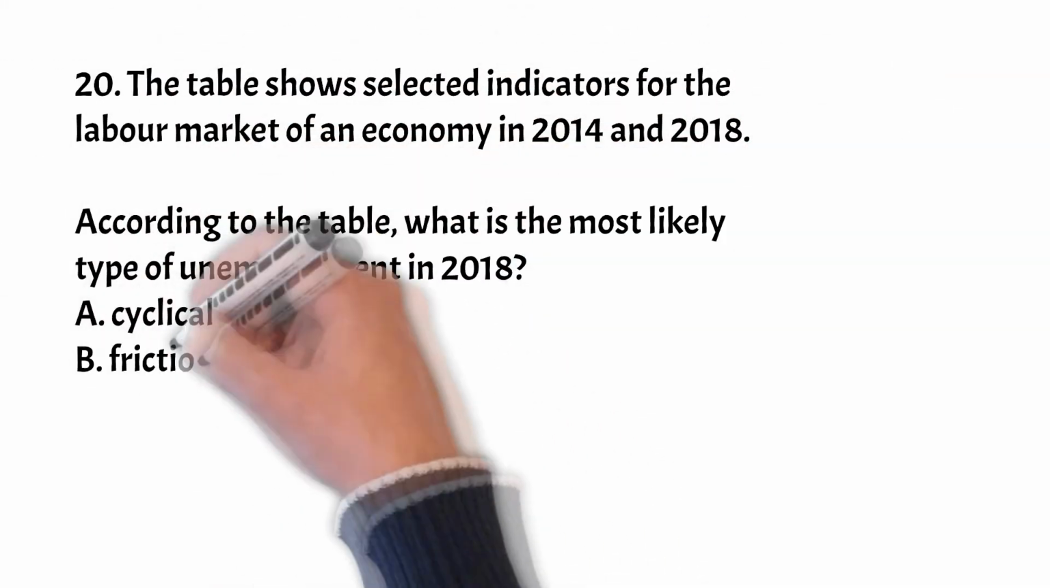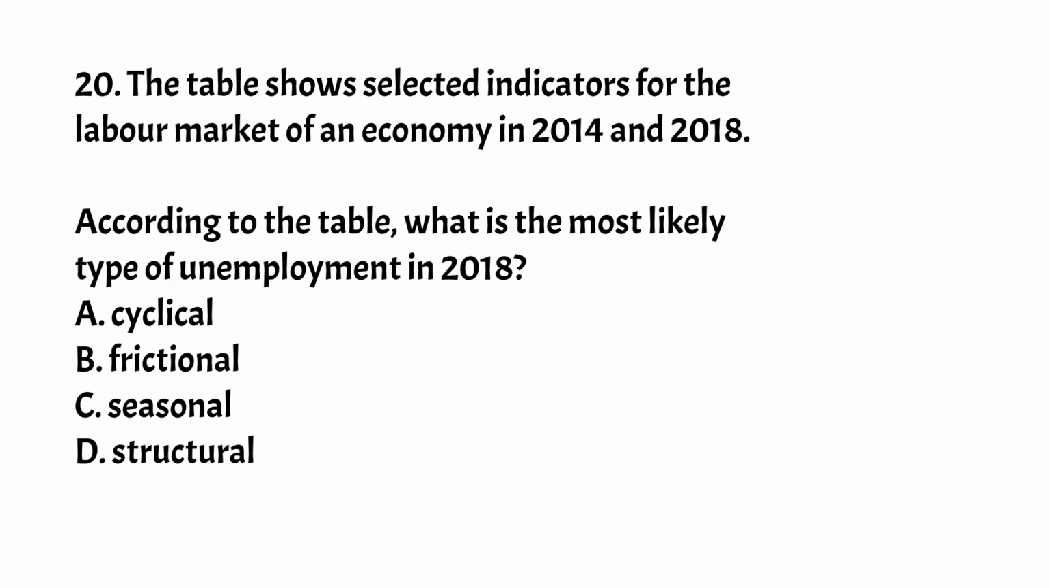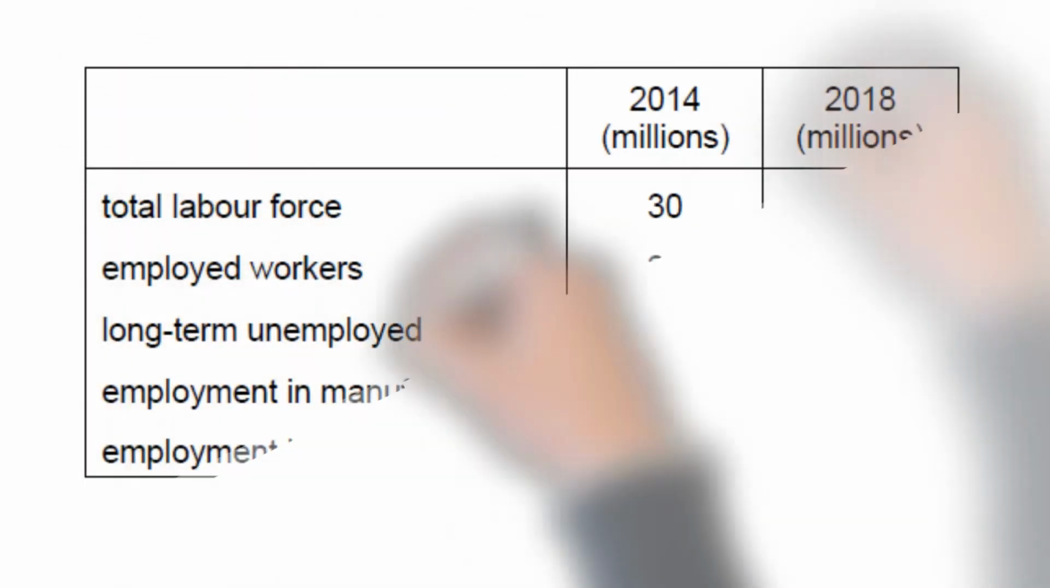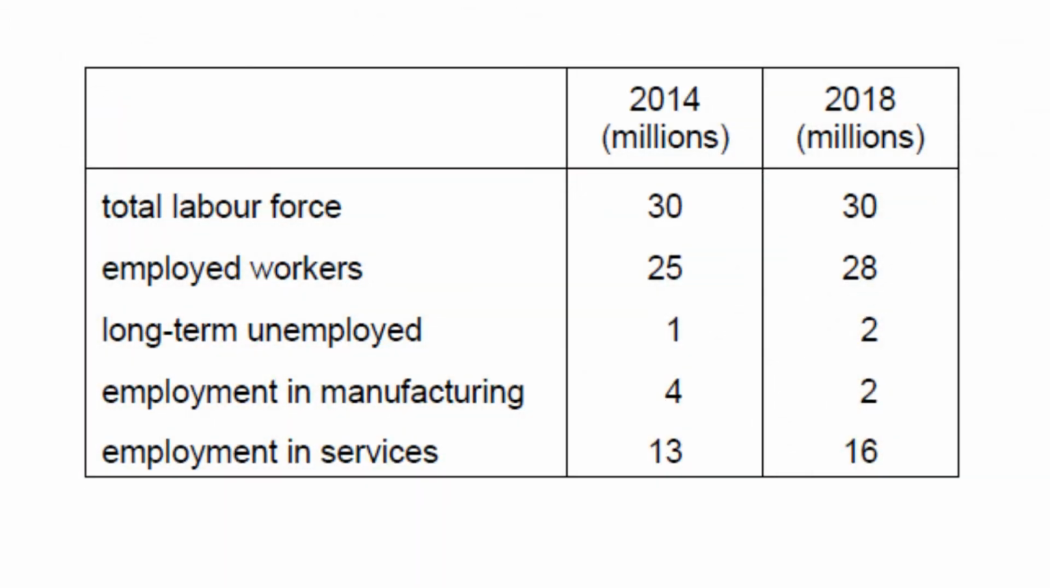Question 20. The table shows selected indicators for the labor market of an economy in 2014 and 2018. According to the table, what is the most likely type of unemployment in 2018? A. Cyclical. B. Frictional. C. Seasonal. D. Structural. The table shows that there is a growth in long-term unemployed from 1 million to 2 million. This is D. Structural unemployment.